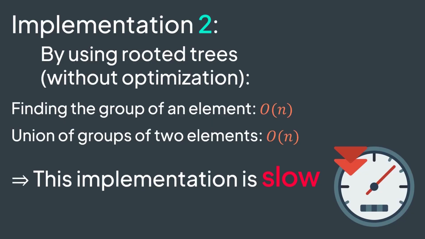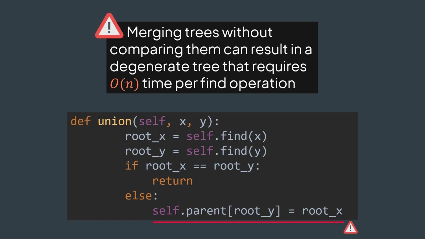We got an inefficient implementation because we made a big mistake in the union operation. Try to find it. The mistake is that when adding a link between roots, we were always setting the first tree as the parent of the second tree, always, regardless of the size and the height of the trees. And this is why you have the case where we get a tree that requires O of n time for the find operation.